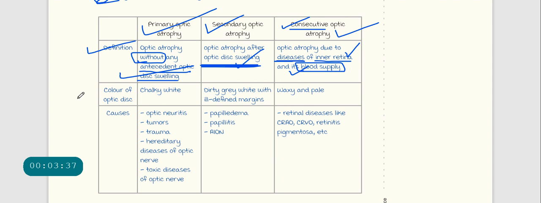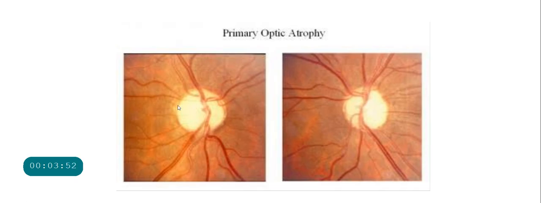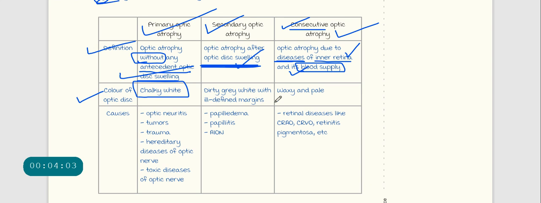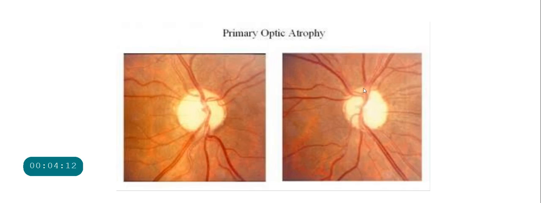Now what is the color of the optic disc in these respective atrophies? In the primary optic atrophy you are going to see a chalky white color. Let us see an image. So clearly here you can see the chalky white color. This is nothing but the primary optic atrophy. Coming up to consecutive optic atrophy, it is waxy and pale, similar to the chalky white appearance. So let's see an image. In this image you can see it is chalky and whitish in color. This is nothing but consecutive optic atrophy.